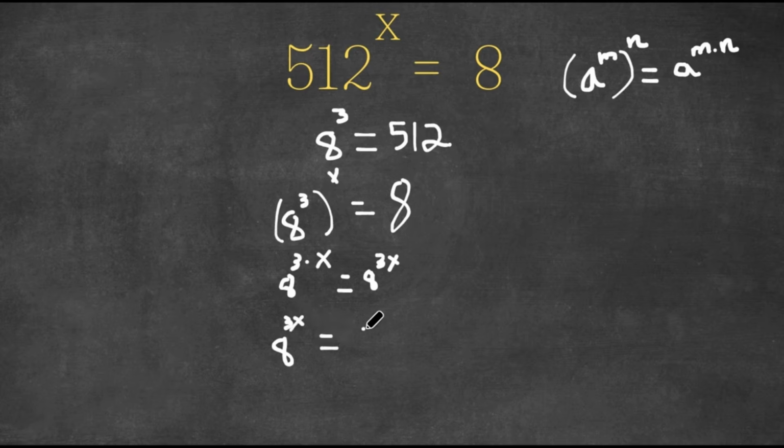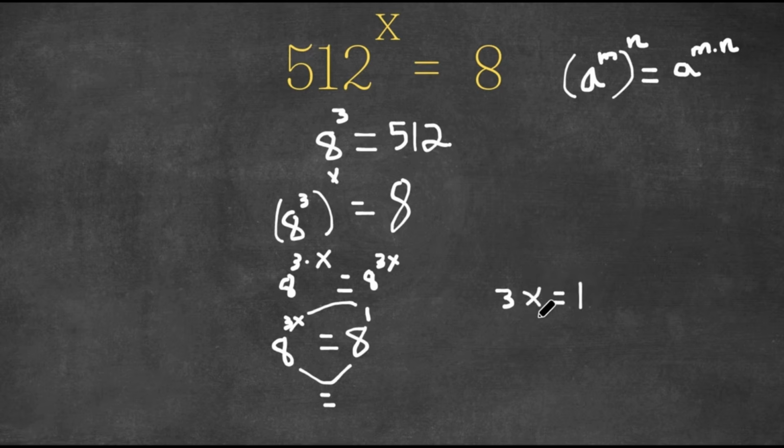equals 8. And now if you notice, these two bases are the same. These two are equal to each other, meaning because our two bases are the same, our two exponents have to be the same as well. And the exponent for 8 is actually just 1, because 8 to the power of 1 is equal to 8. So because our two bases are the same, our exponents have to be the same as well, meaning 3x is equal to 1.